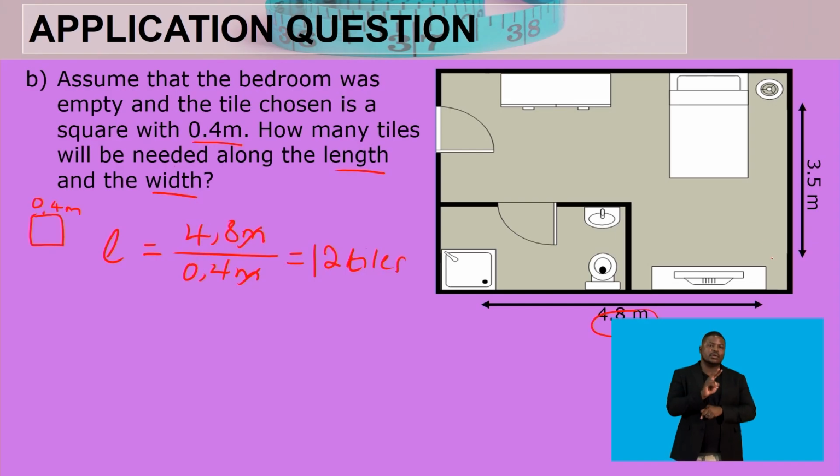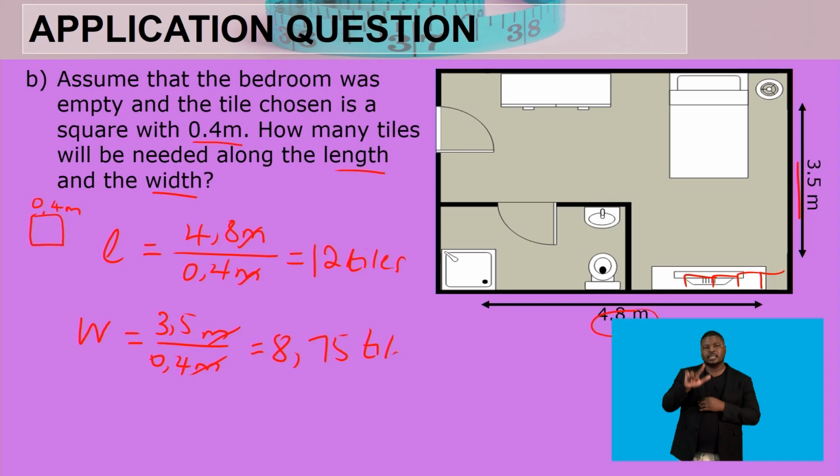So if this tile was going to be placed like this, we'll have 12 of them along that length. And then we say along the width now. What is our width? Our width is 3.5 meters. We divide it by 0.4, which is the size of one tile. Then meter and meter will give us 1. So what is 3.5 divided by 0.4?